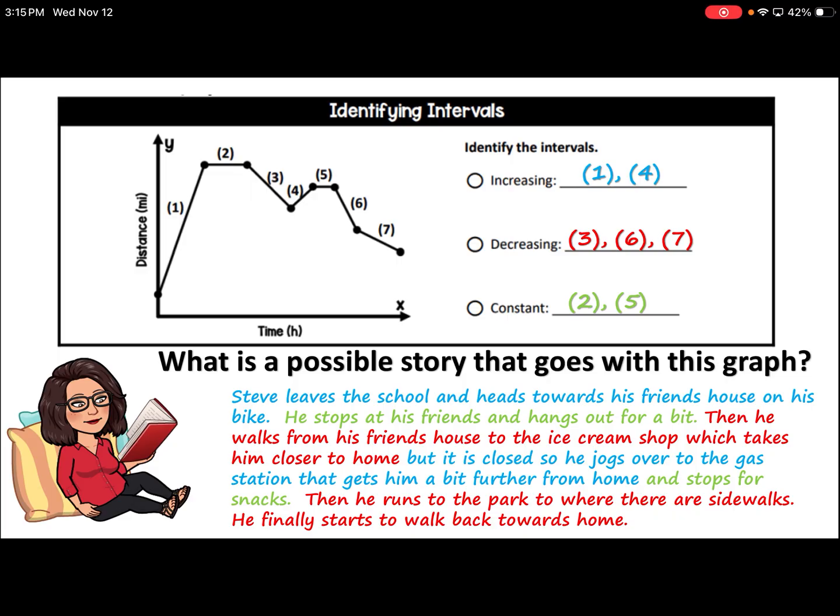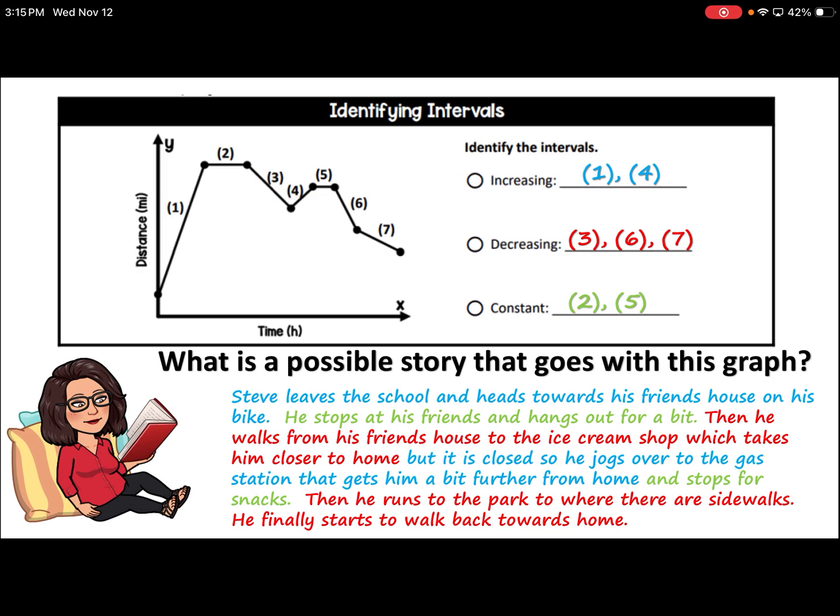Farther away. Rode his bike. He stops at his friend's house and hangs out. Right? Hanging out there, not changing his distance. And then him and his friend decide they're going to go to the ice cream shop, which is on the way, bringing him closer to home.